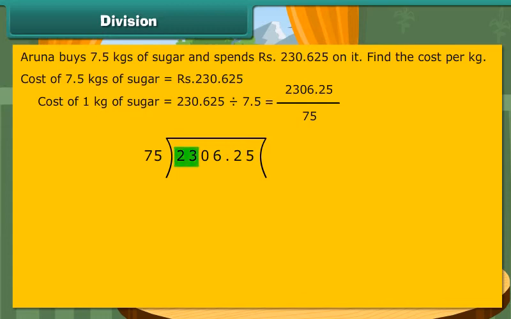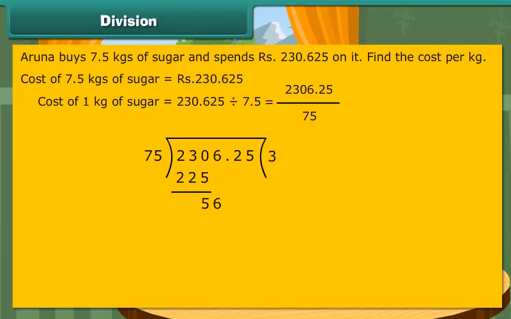Write the two numbers down as shown. Take the first two digits of 2306.25 together, that is 23. 23 is too small to hold 75. Now consider the first three digits together, 230. 230 is big enough to hold 3 times 75, that is 225. Therefore, write 3 on the right and 225 beneath 230. Subtract and write the difference, 5 below.